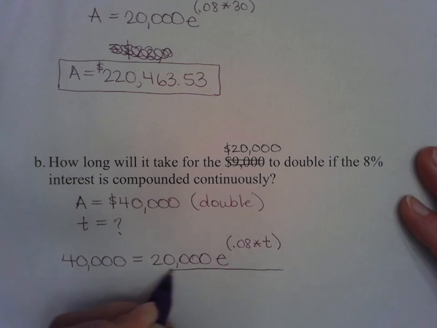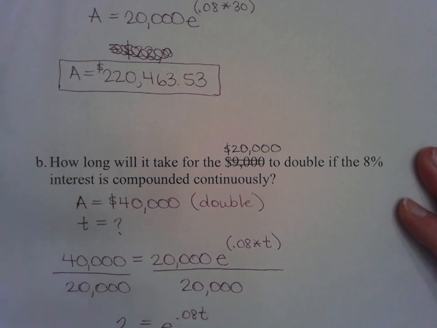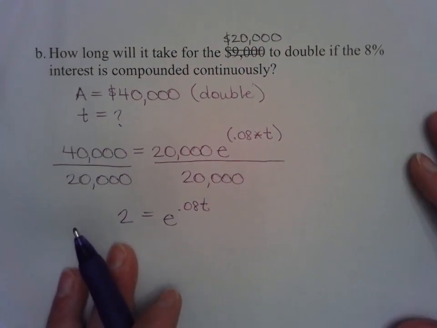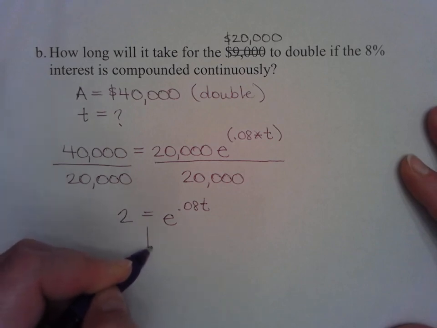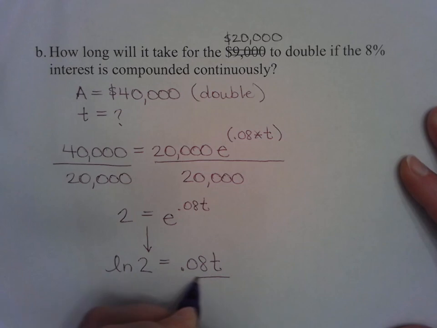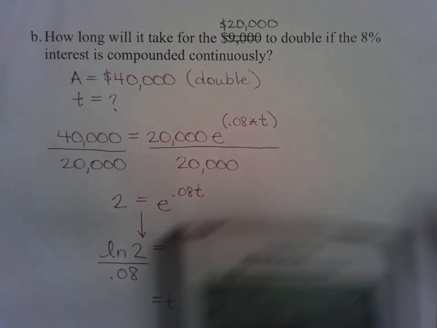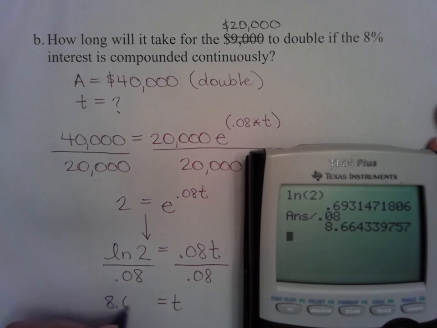We also just practiced solving these, so we're going to divide by 20,000. Notice we got a 2 here on the left-hand side again. That's always going to happen when we double, no matter what the amount is. If we're doubling, we're going to see that 2. Same thing's true here. You can apply a logarithm to both sides or convert it to a logarithm. The base here is e, so I'm going to have the natural log of 2 must be equal to the exponent. And then I'm going to divide by that 0.08. So I can take the natural log of 2 and divide it by 0.08. That gives me 8.66 years.